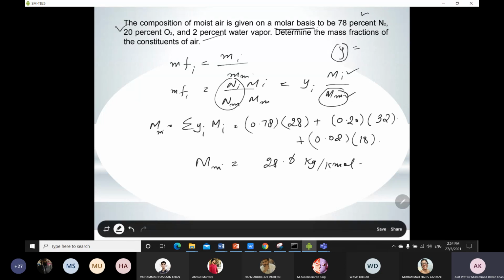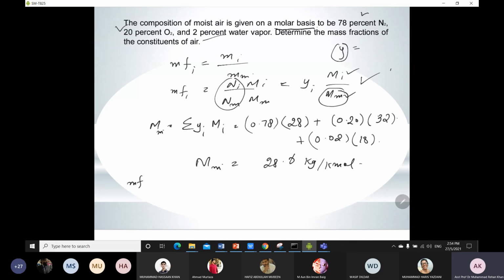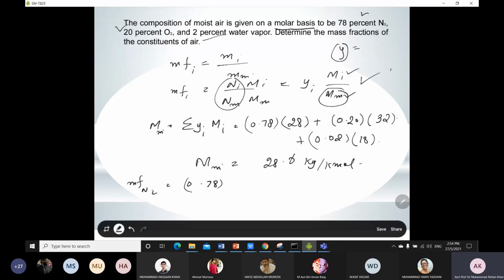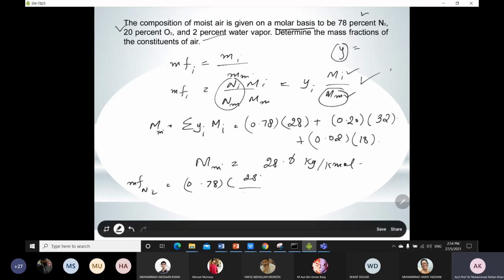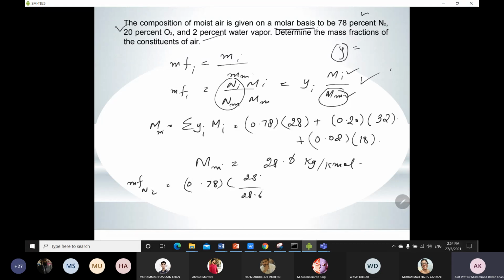Now we have the molar mass of the mixture, so we can directly use this relation for the individual component. For example, we have to find the mass fraction of N2. We multiply 0.78, the mole fraction of N2, by the molar mass of N2, which is 28, and divide by the molar mass of the air, which is 28.6. If we solve it, it will be equal to 0.764.